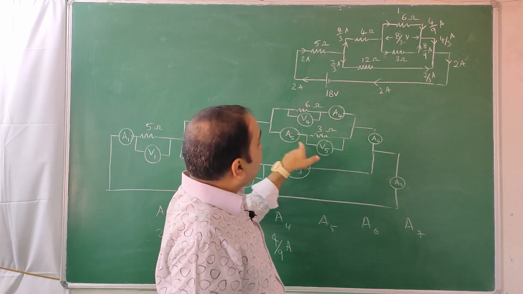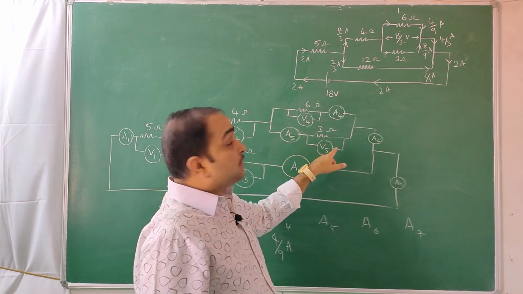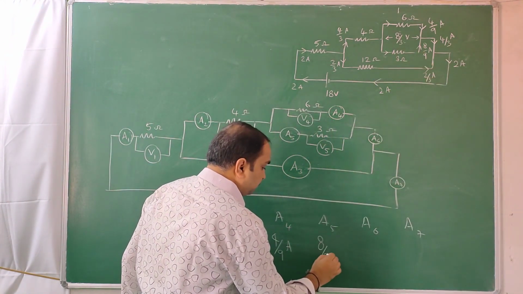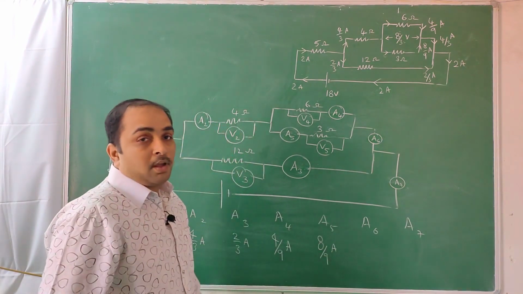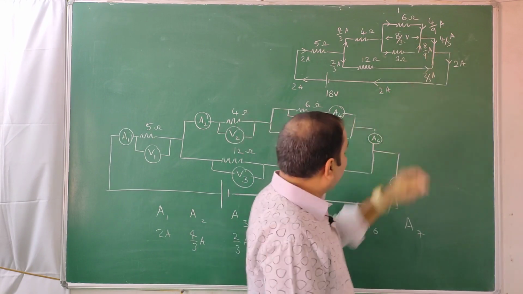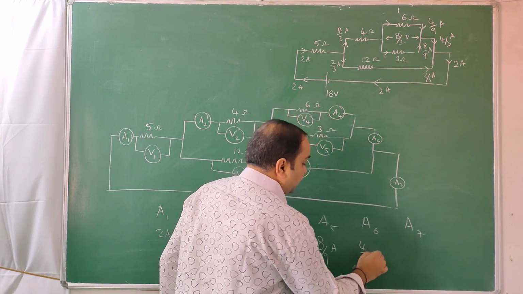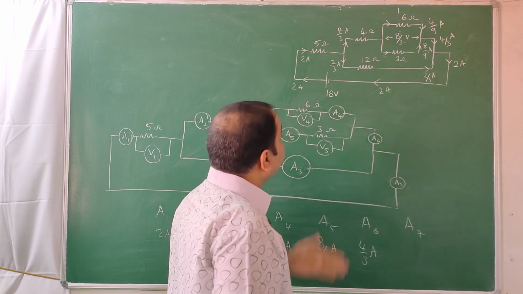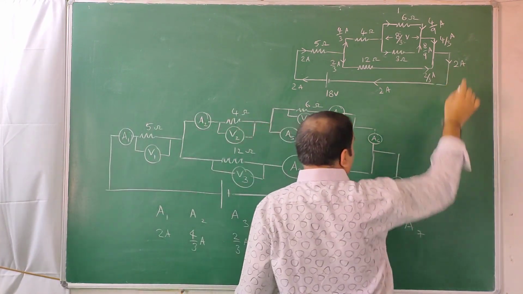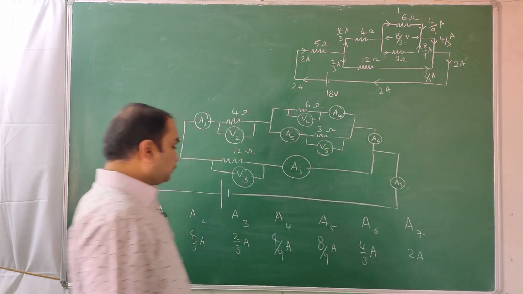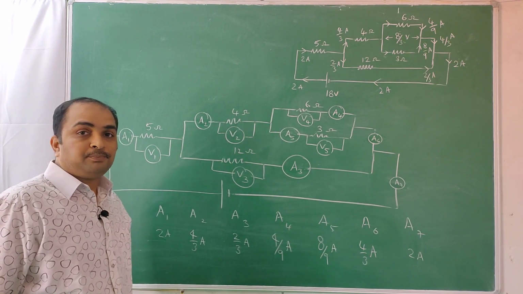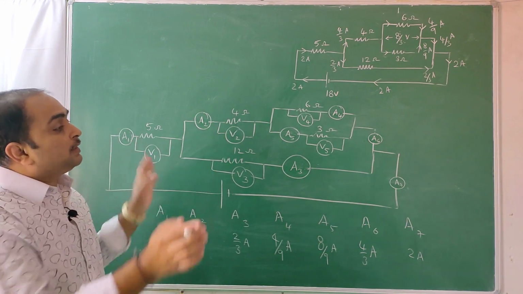A5, current coming from here, this current across the 3 ohm resistor, that is 8 by 9 amps. And A6 is the current here, which is coming like this, that is 4 by 3 amps again. And A7, the current here after rejoining everything, so 2 amps again. They may ask any one of the questions as MCQ, but subjective wise we solved everything.